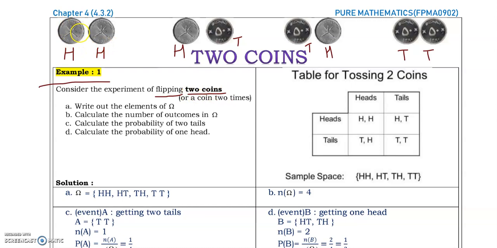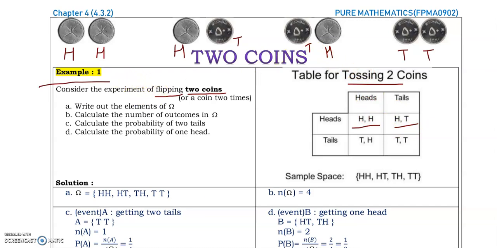Now you see here, in the first coin I get head. At the same time, in the second coin I also find head. So these 2 heads together are one outcome. That is, when I toss 2 coins, I can find head, head. That is one outcome. Second possibility is, in the first coin I can find head, in the second coin I can find tail. This outcome is head, tail.